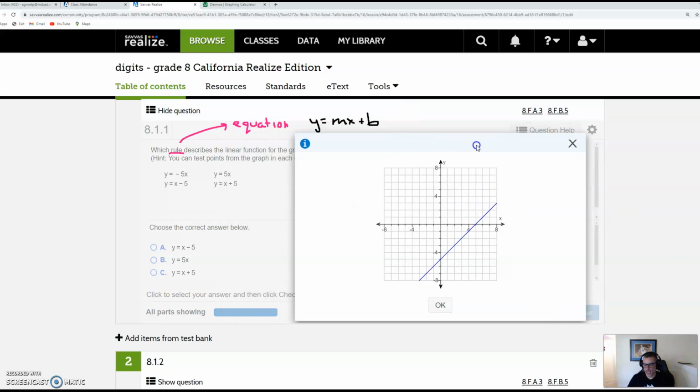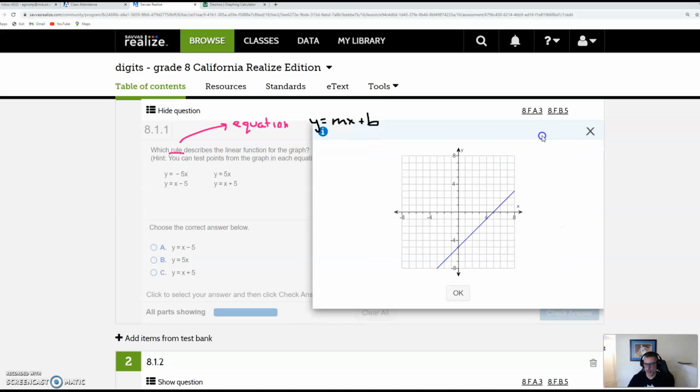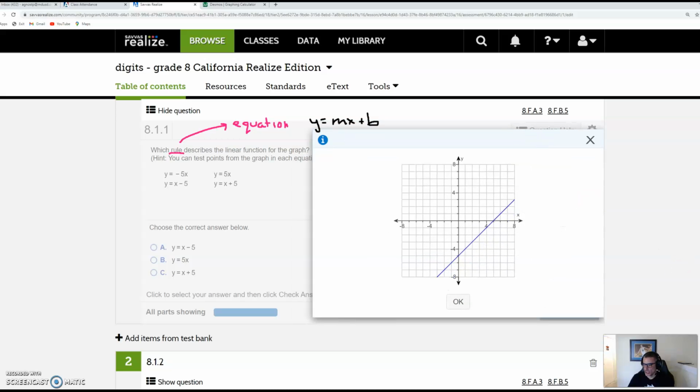All right, first thing I look for is my y-intercept. Remember, if we're going to write an equation, we need 2 things. We need to know, what is our slope and what is our y-intercept? So I look at this graph right here. There's my y-axis. I go down. My y-intercept is at -5. Okay, my y-intercept is -5.